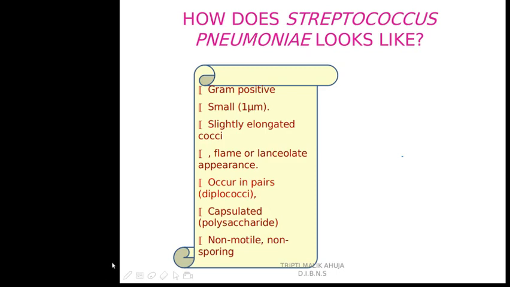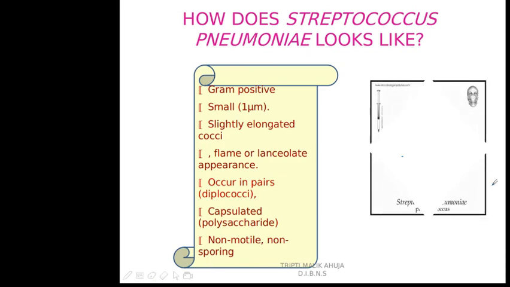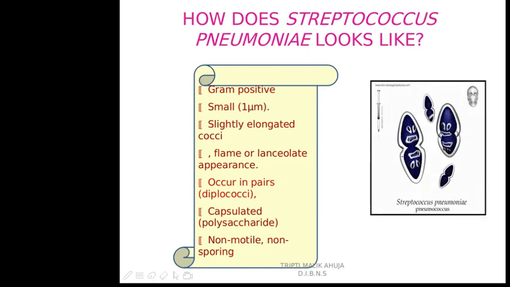Now, how does this bacteria look like? The bacteria are gram-positive and they are spherical in shape. But these cocci are not proper cocci. As you can see, they are pointed at one end and broad at the other end. The two cocci lie close to each other, they form a pair. In the pair, the broader end is in apposition.